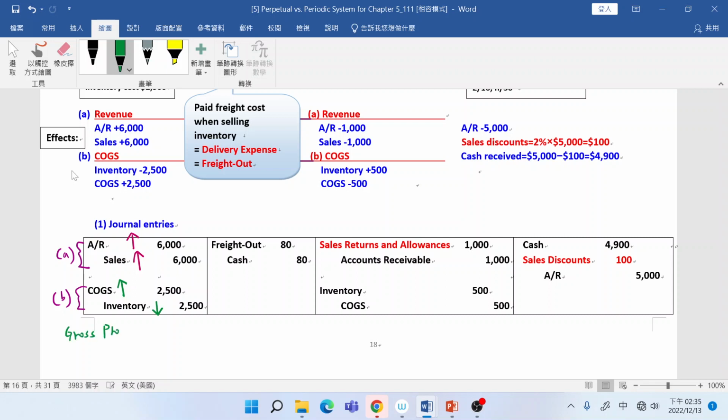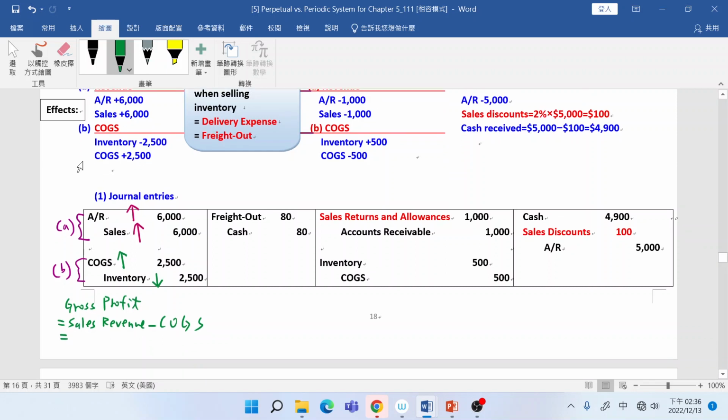Gross profit is sales revenues minus cost of goods sold. So it will be $6,000 minus $2,500. So for this transaction, you got the gross profit, the profit should be $3,500.